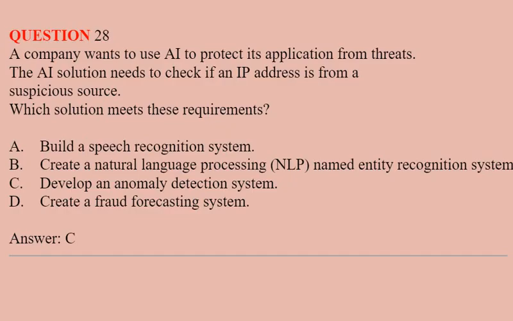Option A, build a speech recognition system. Option B, create a natural language processing (NLP) named entity recognition system. Option C, develop an anomaly detection system. Option D, create a fraud forecasting system. Correct answer is option C.